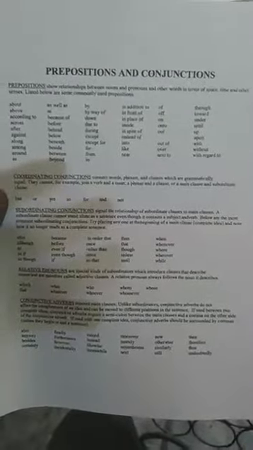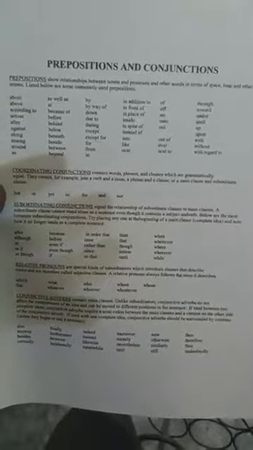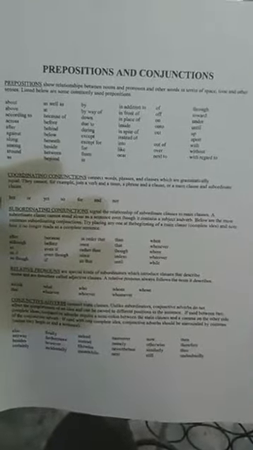All right, guys. Now we are going to move to the conjunctions. Where is the paper for the conjunctions and prepositions? So that is the list of words for prepositions and conjunctions. What do they say for the prepositions? They say prepositions show relationships between nouns and pronouns and other words in terms of space, time, and other senses. Listed below are some commonly used prepositions.